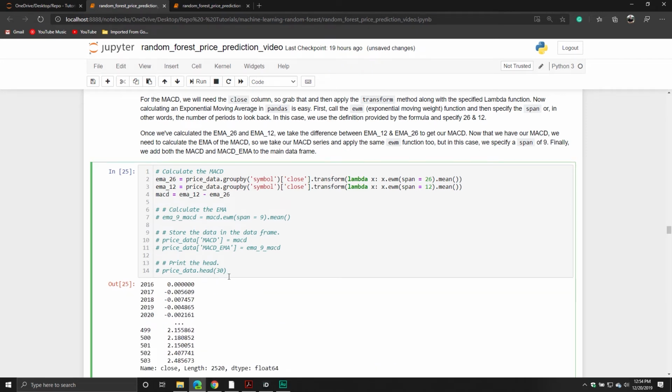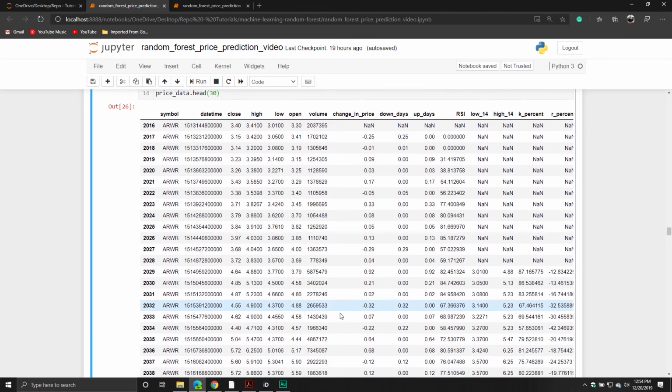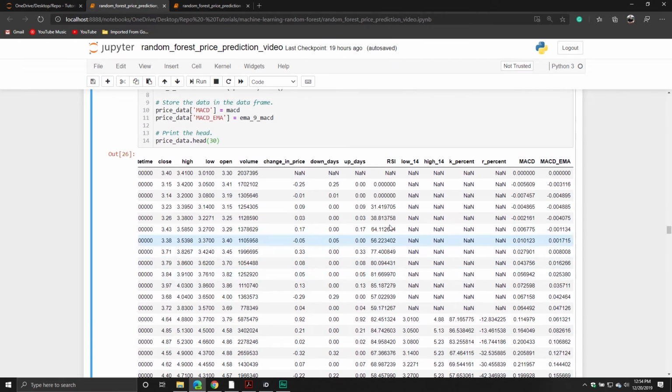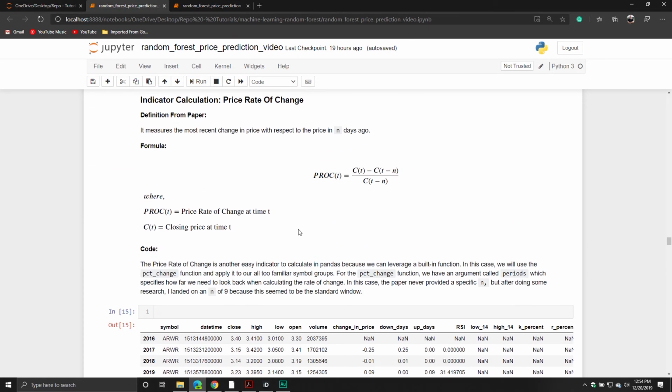And then what we do to make things all nice and fun is we then take the 9-period EMA for the MACD. And so at the end, we now have our two components. So we add the MACD to the data frame, and then we add the MACD EMA to the data frame. And then we should now have a few columns. As you can see, we have a bunch of columns now. Lots of columns. And then from here, so that's our MACD. Our next one is the price rate of change.